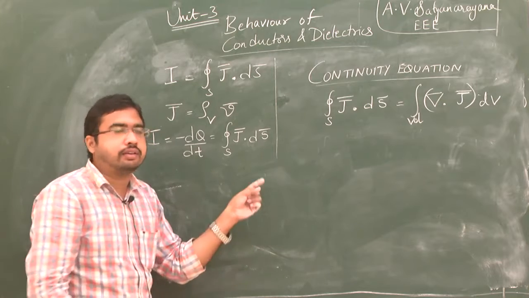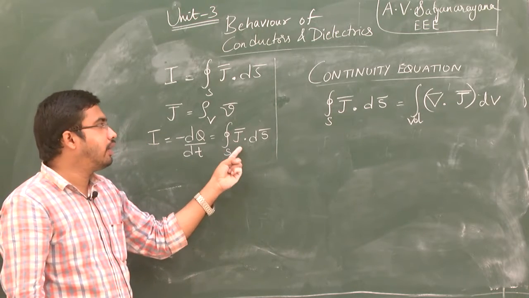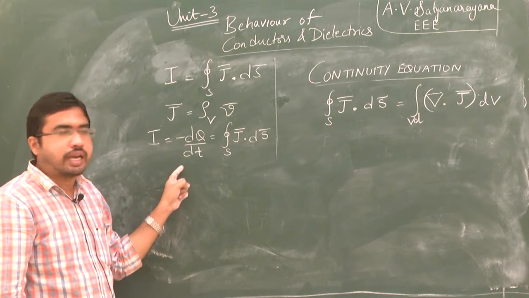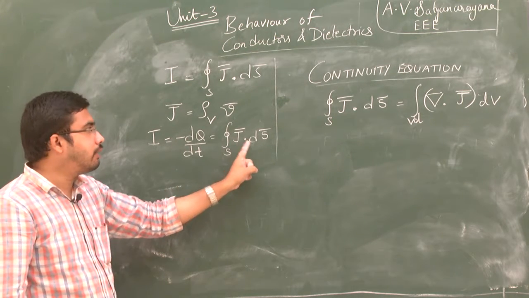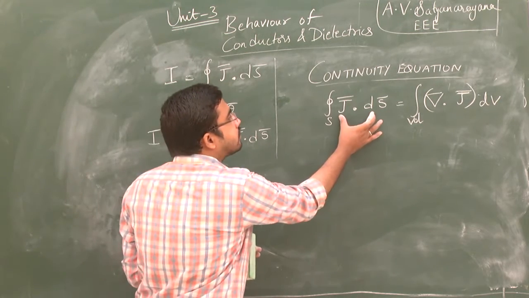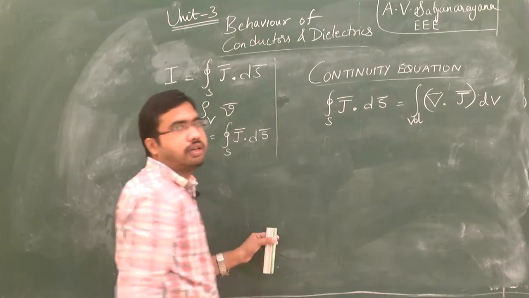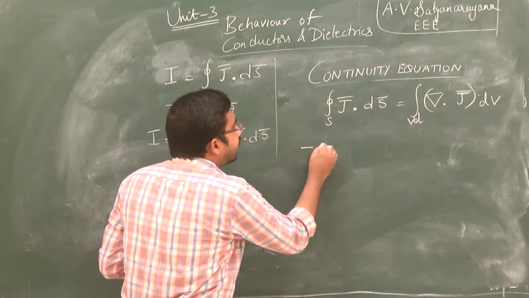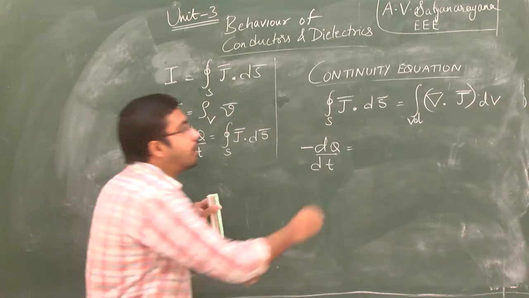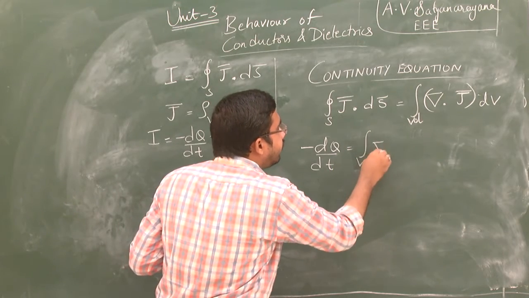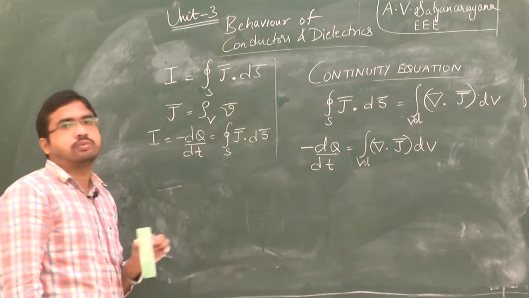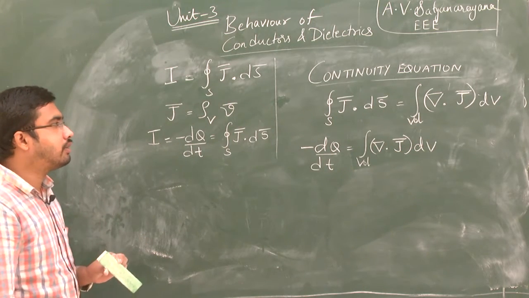Now can we take the closed surface integral of j bar dot ds bar as equal to minus dq by dt? Can we take this? So in the place of this closed surface integral of j bar dot ds bar, can I write minus dq by dt, that is equal to the volume integral of del dot j bar dv.